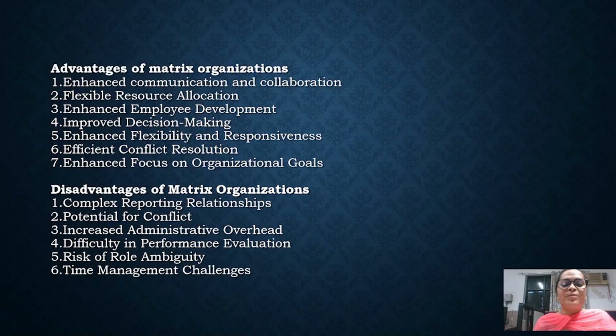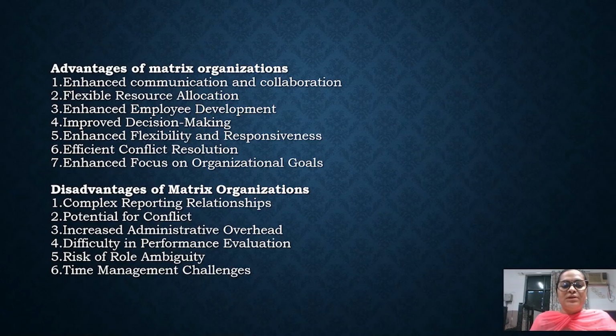The open communication channels would be there. The structure will promote open communication, which is crucial for resolving conflicts quickly and efficiently. Employees will always feel comfortable to voice their concerns and their opinions, which will lead to a more harmonious work environment.